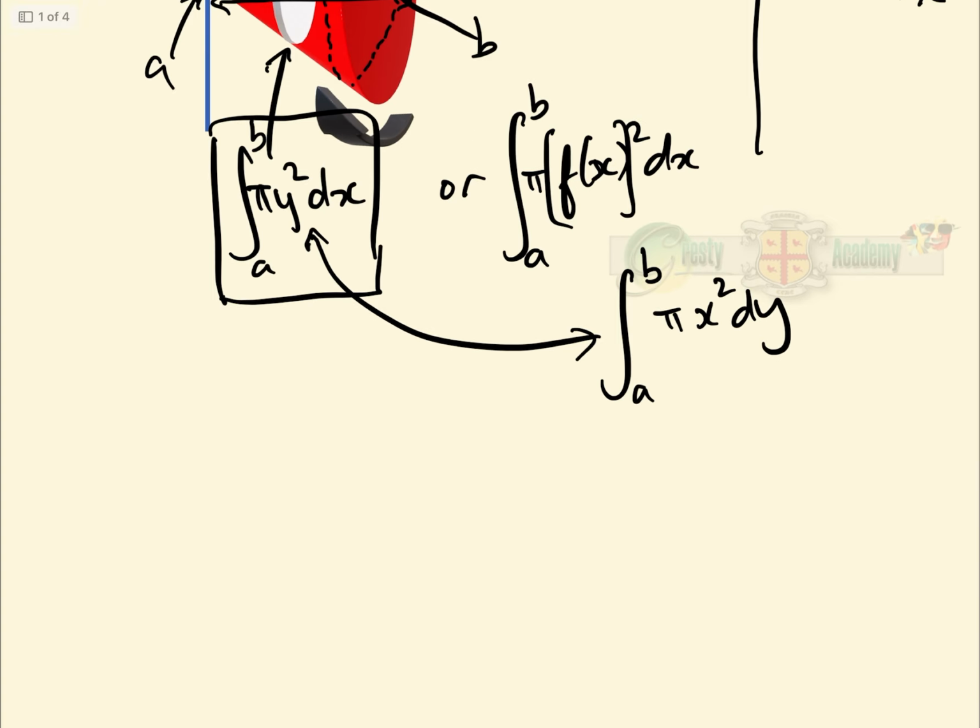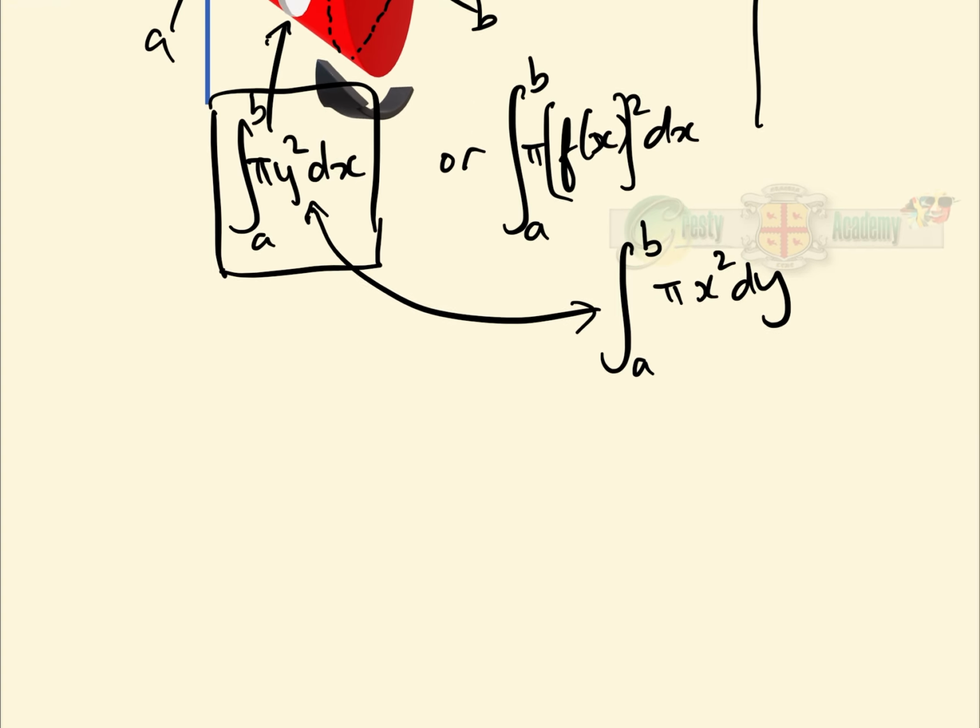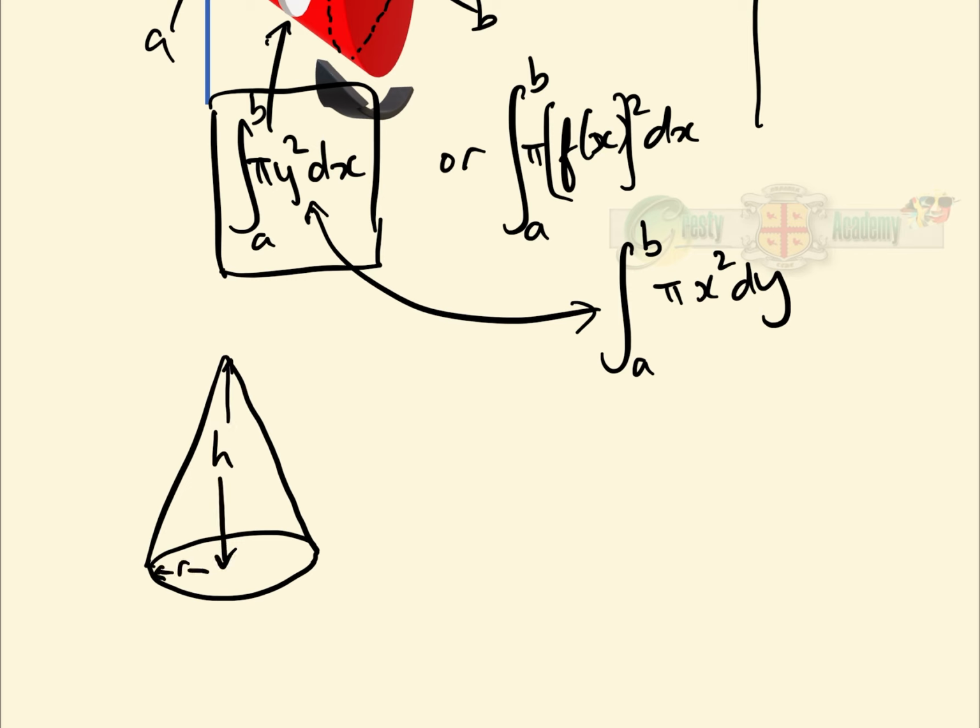First of all, I'm just going to remind people what the volume of a cone is. If you have a cone like this, with height h and radius r, then the volume of the cone is pi r squared h over 3. We're going to use that in all three of the questions. So let's get into question number 1.